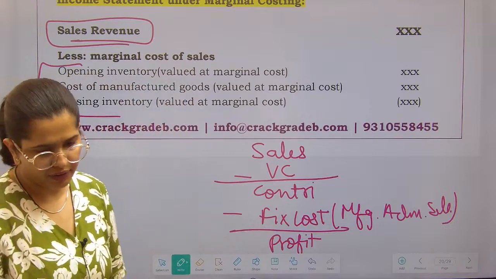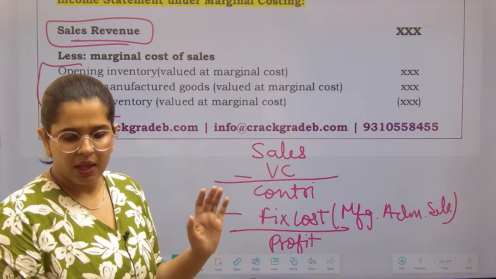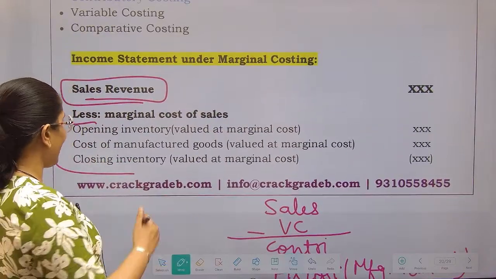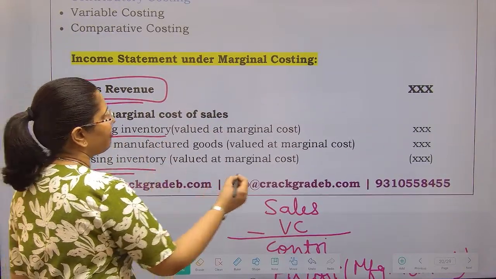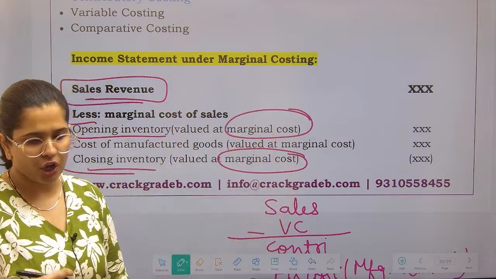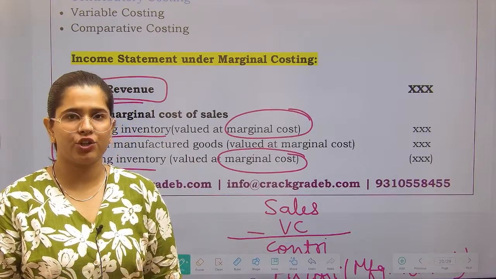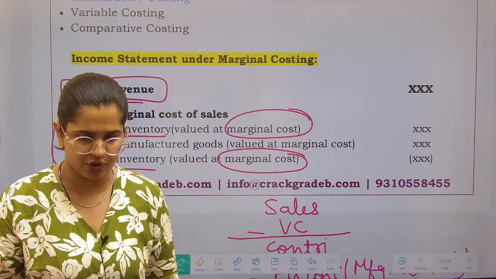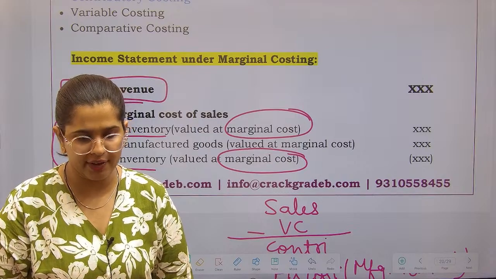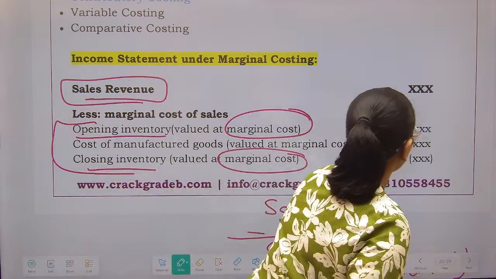Now the area of difference is that in marginal costing, you see, your opening inventory as well as the closing inventory will be valued at marginal cost. That means you do not include fixed cost in inventory valuation. In marginal costing, for inventory valuation you do not include fixed cost, right? Whereas in absorption costing, you include fixed cost for the inventory valuation part. And this is what brings in all the difference, right?